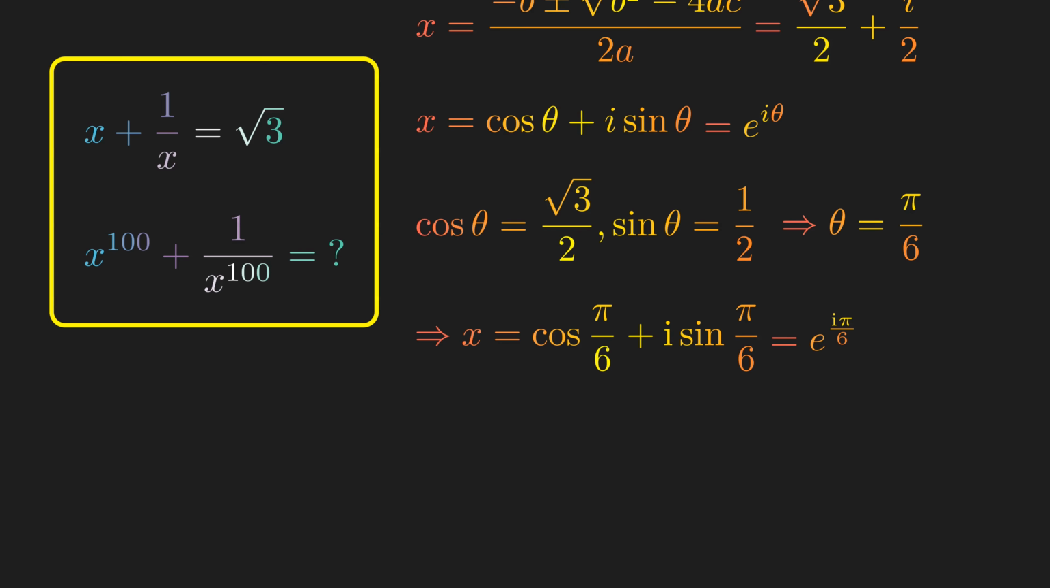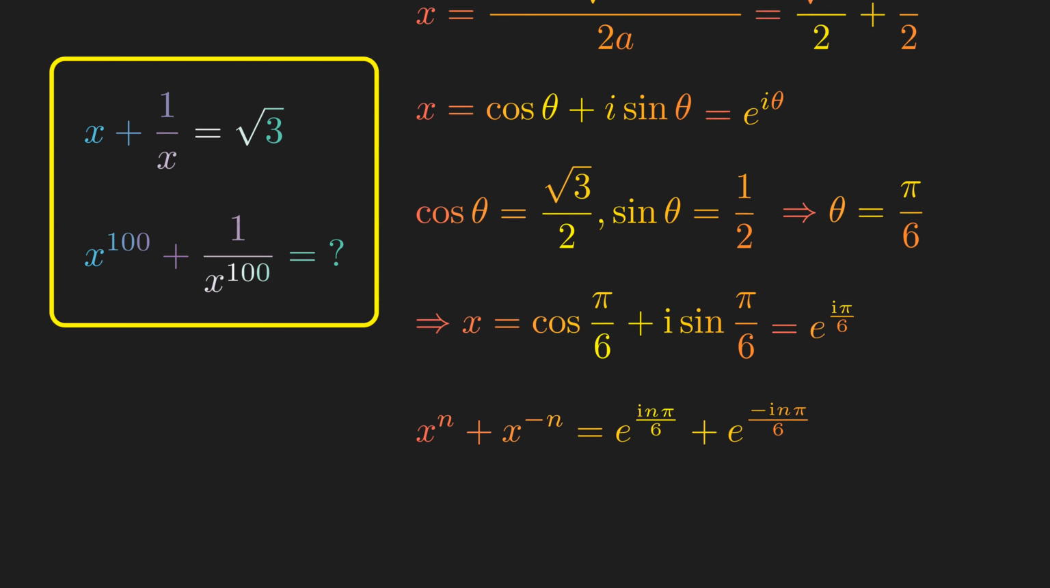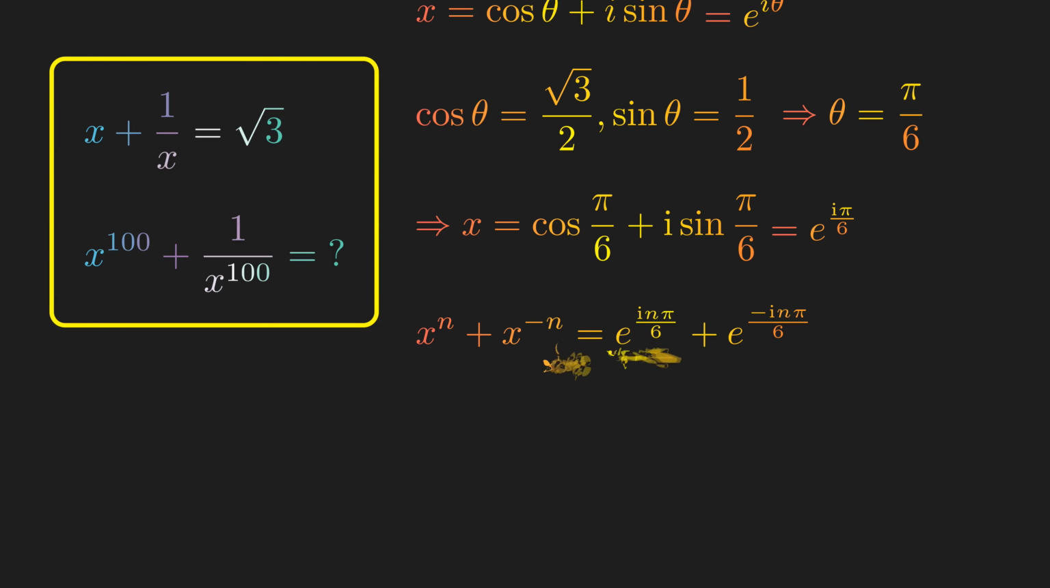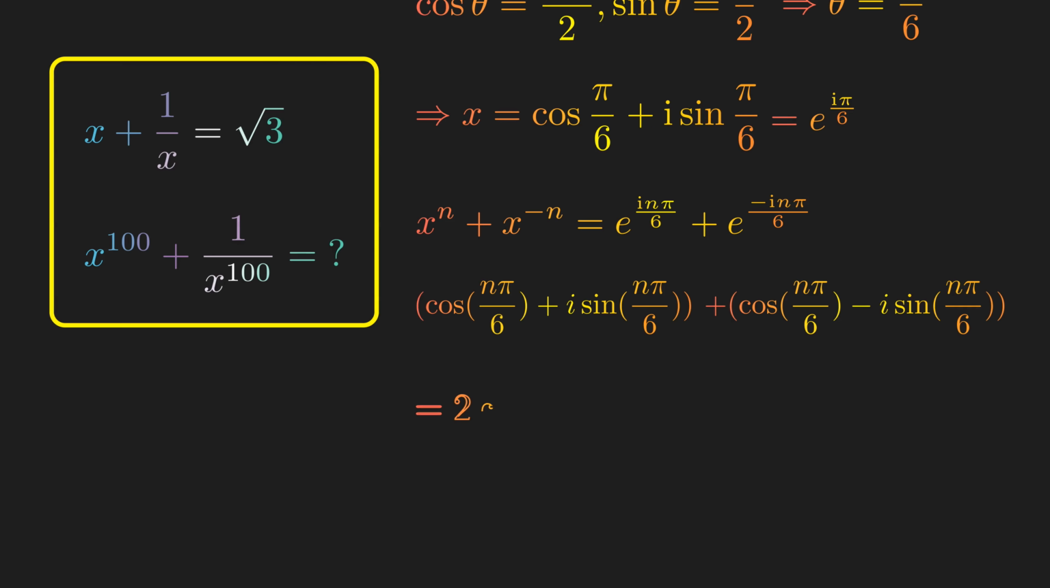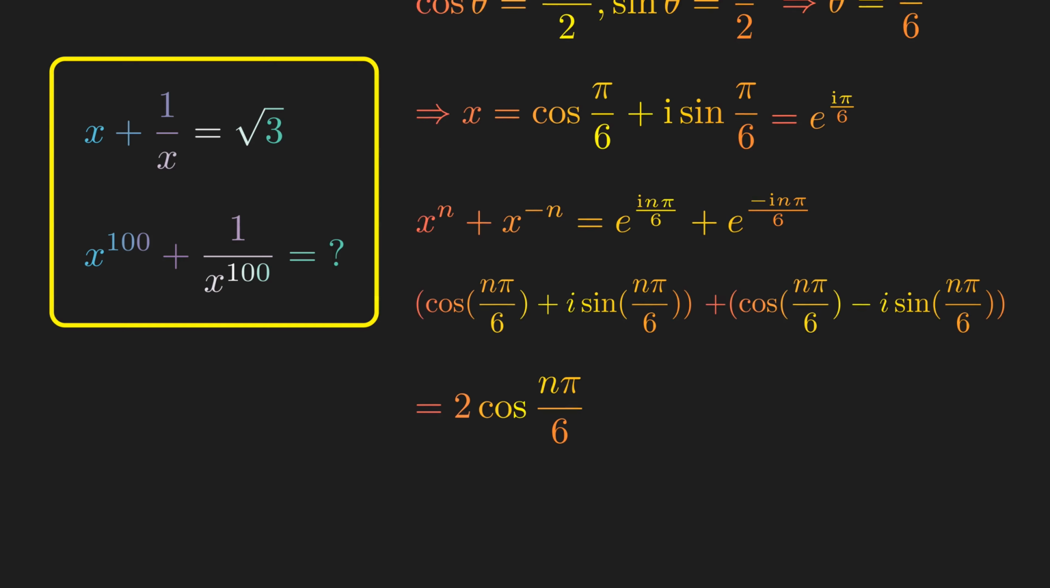In the problem, we are asked for x to the power 100 plus x to the power negative 100. But we can generalize the expression. Instead of putting numbers in the exponent, we can write n. Now pay attention. The first expression can be expanded like this, and the other one like this. Look, on one side we get plus I sine, and on the other side minus I sine, and they cancel each other. We are left with 2 cosine n pi over 6.